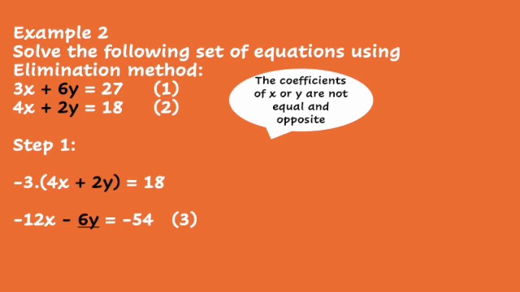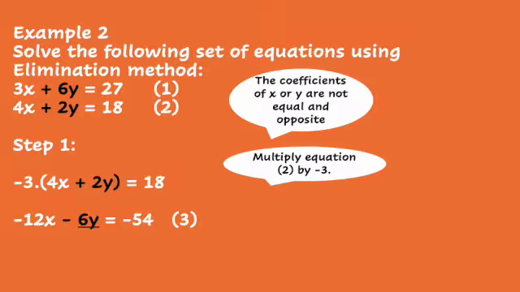What should we do? Looking at the equations carefully, we notice that if we multiply equation 2 by minus 3, we will get equal and opposite y coefficients. We do that. So minus 3 times 4x plus 2y equal to 18. We simplify this. We multiply each term of the bracket by minus 3. So we get minus 12x minus 6y equal to minus 54.